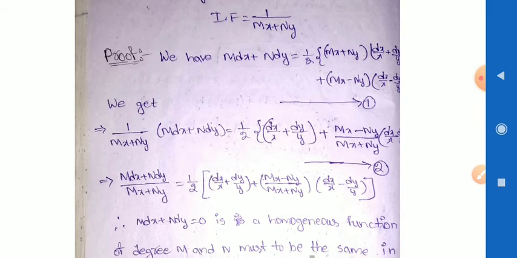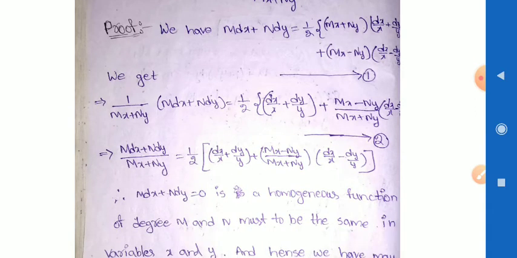Now for the above equation, I am multiplying with 1/(Mx + Ny). We get (M dx + N dy)/(Mx + Ny) = 1/2 [(dx/x + dy/y) + ((Mx - Ny)/(Mx + Ny))(dx/x - dy/y)], where Mx + Ny is cancelled. This is equation 2.